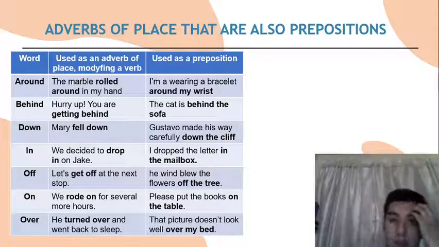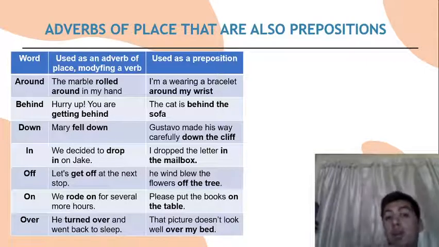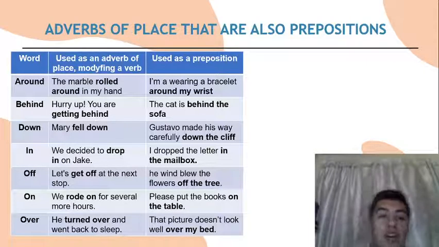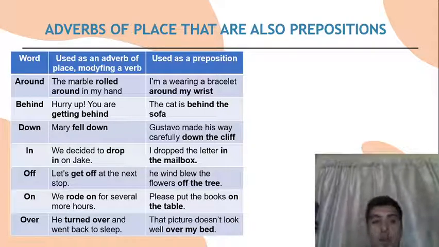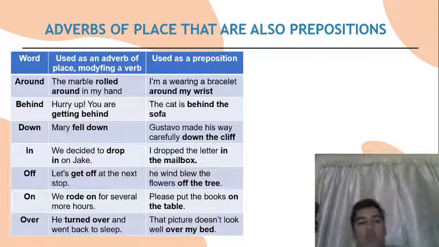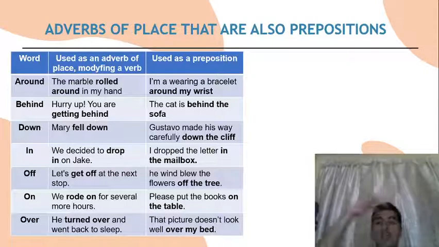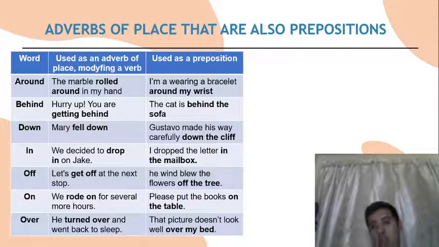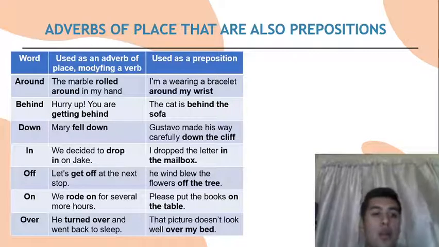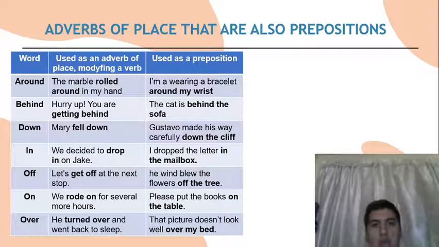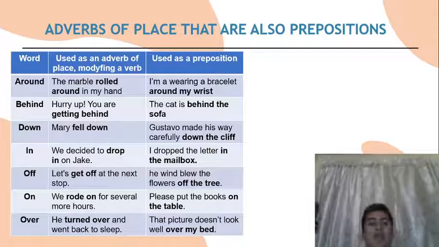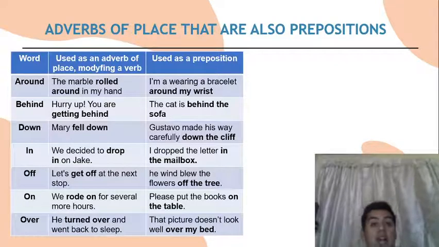Then, after the preposition, I have the noun or the pronoun, in this case, my wrist. You will see they are different. Why? Because of the verb on the one hand and the noun or the object on the other hand. Hurry up! You are getting behind. What is it? Well, maybe because you are not on time or you are late.